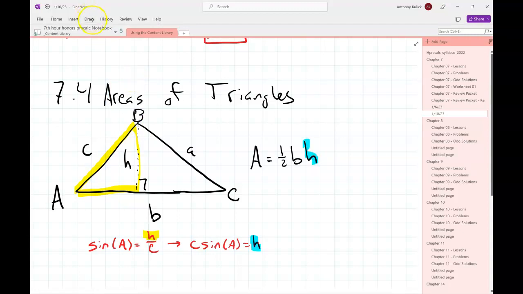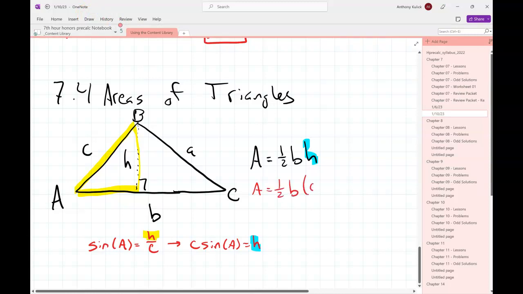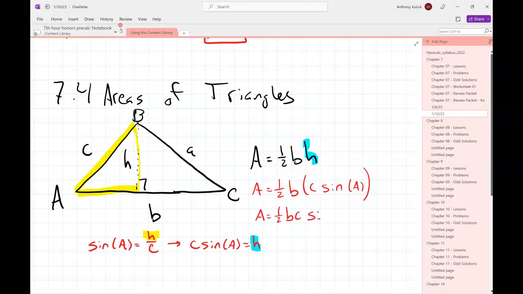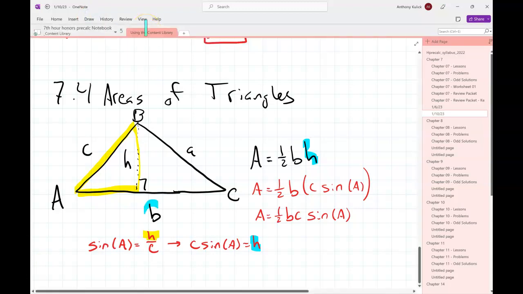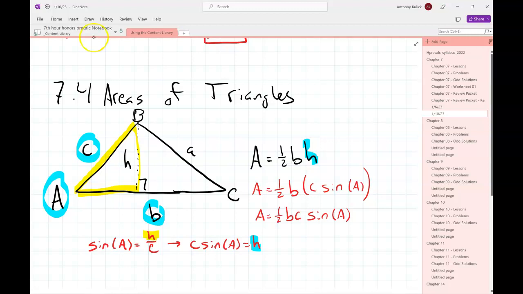So if I substitute that value into my original, I get 1/2 BC times sine of angle A. And if I look at what I have here, I need B, I need C, and I need A. When is this formula going to be most useful? In a side angle side situation. Absolutely.